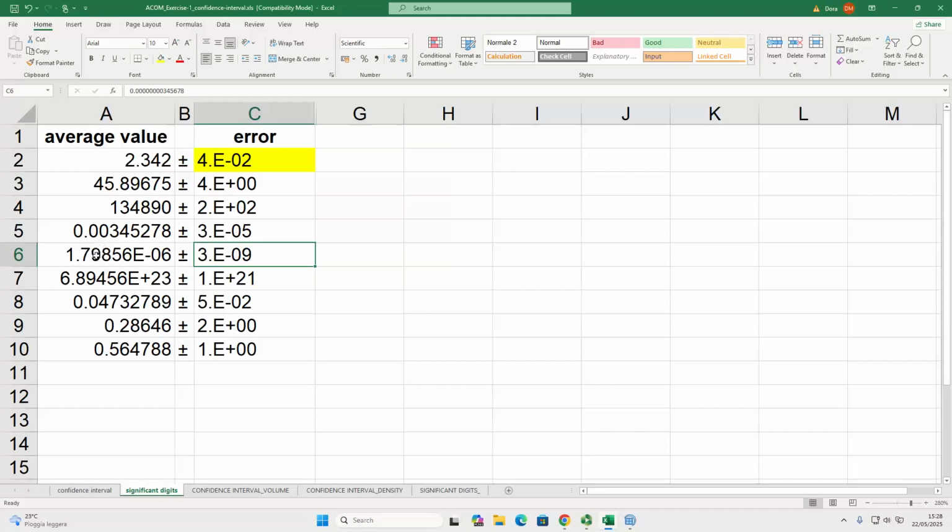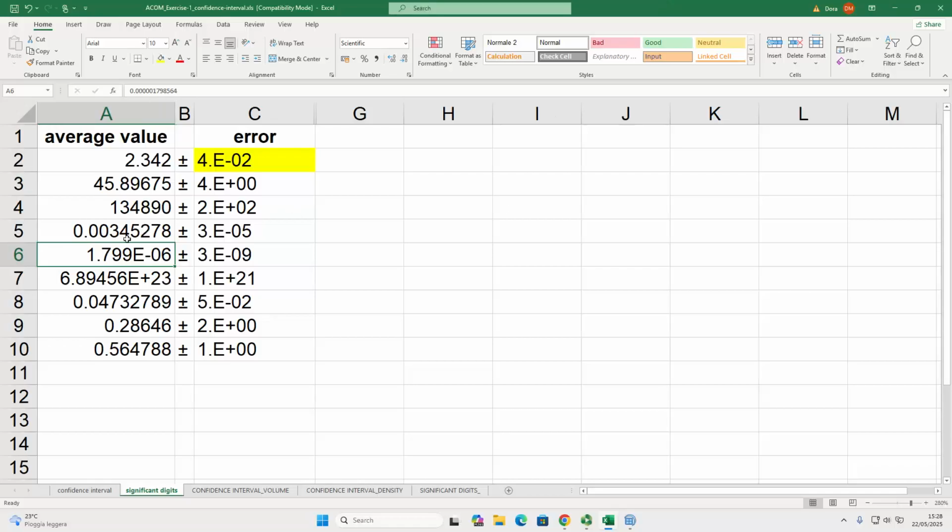What about the number 9? 10 to the minus 8, significant. Number 8, 10 to the minus 9, it is the last significant. The following are not. So I will do this, decrease decimals. And this is the correct result. Is it clear for you?